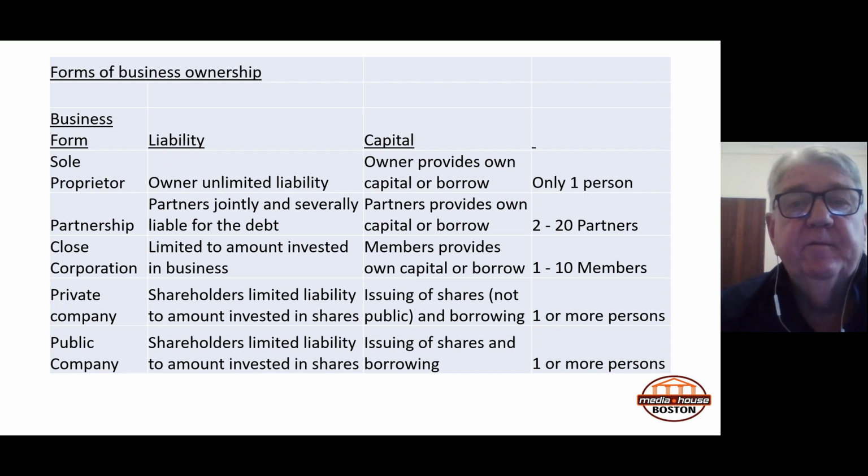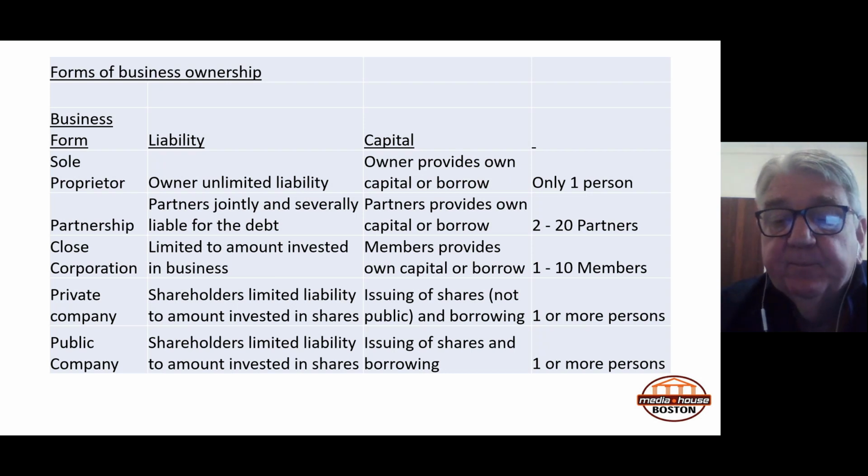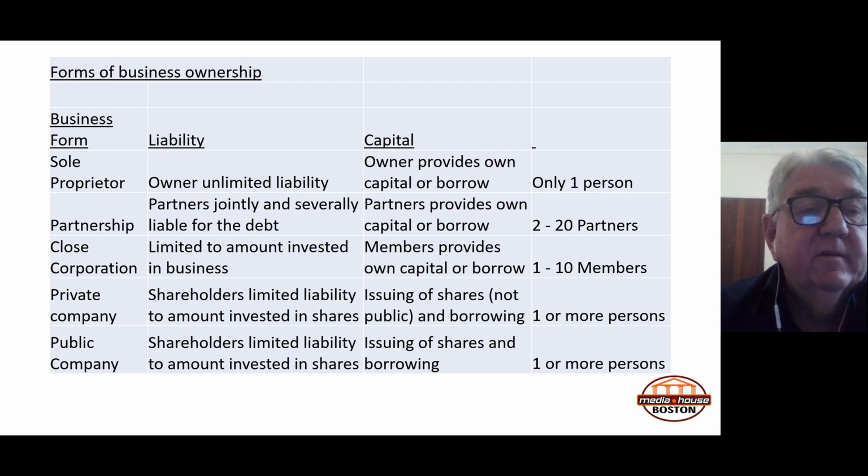Let's look at the different forms of business ownership in South Africa. We have the following. We have what is called a sole proprietor. We have partnerships. We have closed corporations. We have private companies, and we have public companies. So if you look at the slide, I'm going to show you the form of the business in terms of liability, what liability the owners of the business have for the debt of the business. We're looking at capital, how do they raise their money, and also how many people are involved in such an organization.